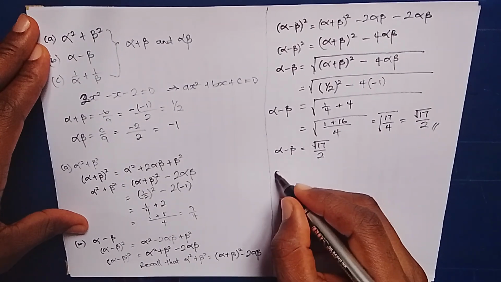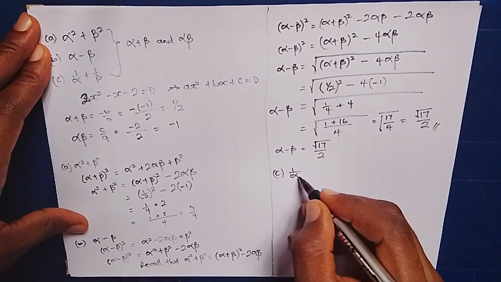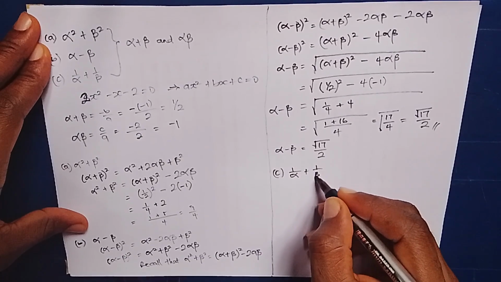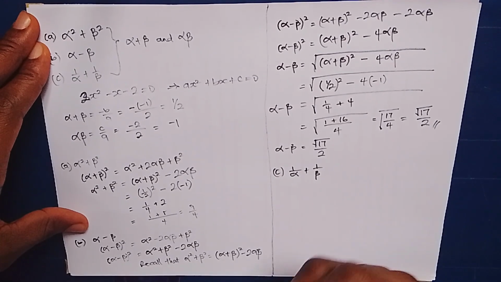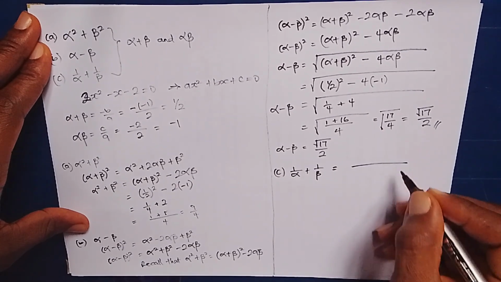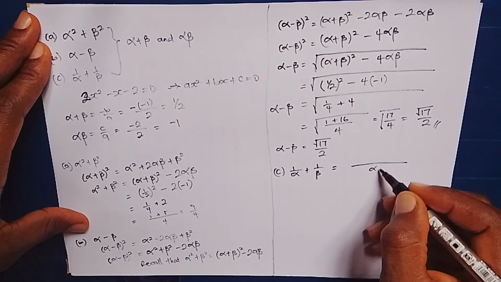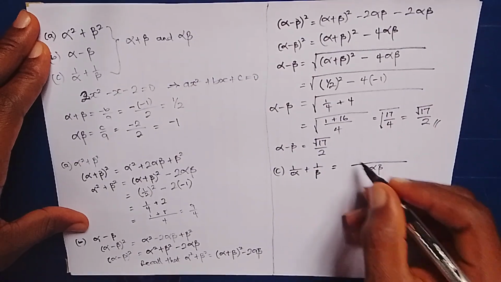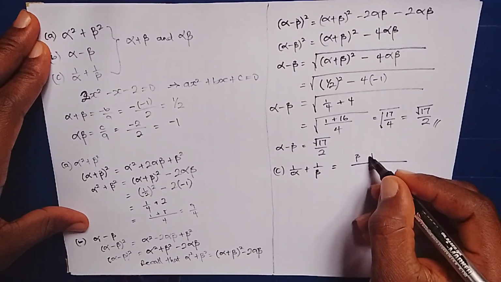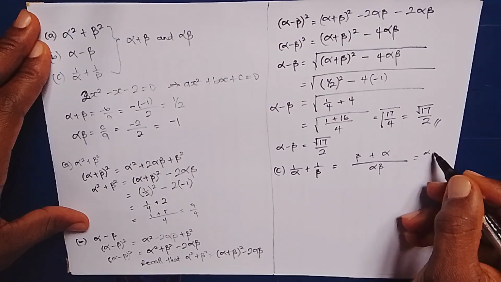Now finally, let's do 1 over alpha plus 1 over beta. Remember, we want to express this in terms of the sum of the roots and the product. Now, in adding this, we'll have alpha beta, and this goes here, we have beta, this goes here, we have alpha, and you agree with me that this is also equal to this.